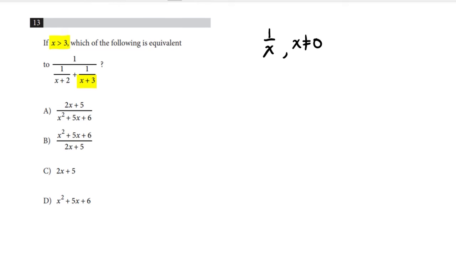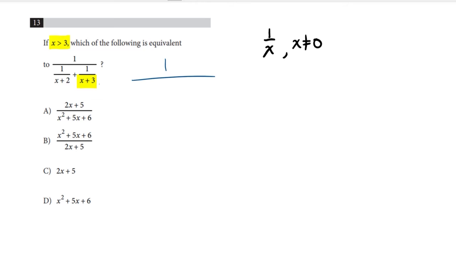So going back to the question, which of the following is equivalent to this? What we're going to do is combine the denominator. The denominator is an addition of two fractional expressions. So we're going to combine these into one fraction, and then we're going to take the reciprocal. So let's combine the denominator. 1/x plus 2 and 1/x plus 3.